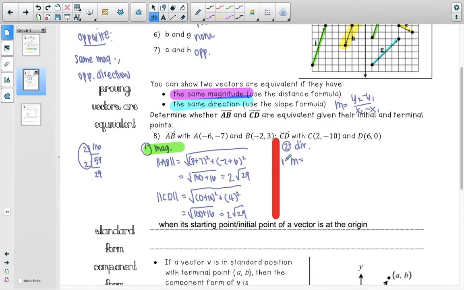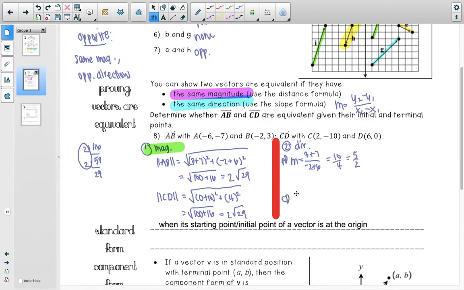Okay. This is AB. So if I do AB first, I go 3 minus negative 7, so 3 plus 7. And then you're going to do negative 2 plus negative 6, which is negative 2 plus 6. So kind of like the numbers we already did. And that gets you 10 over 4, which is 5 halves.